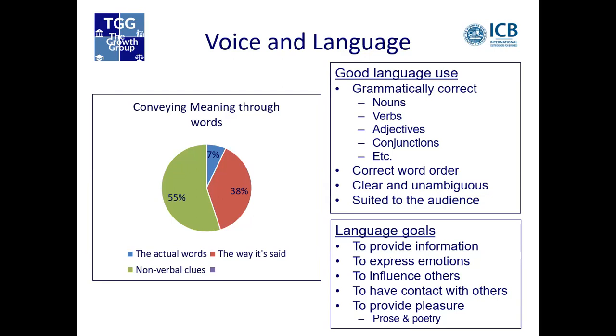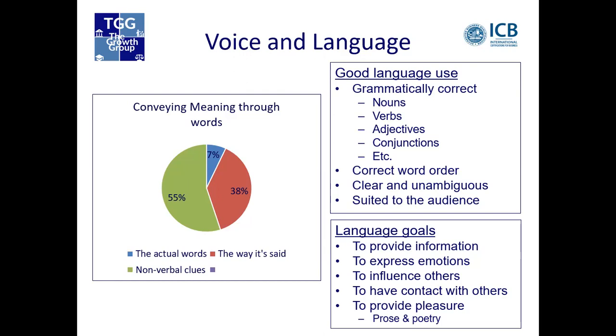Good language use will always be grammatically correct, so all the parts of speech will be in the correct place. You will say, John kicks a ball. You will not say, ball, John kick. That's not proper language use. So the words must be in the correct order. It must be clear and unambiguous. That simply means that it mustn't have more than one meaning. And then it must be suited to the audience.